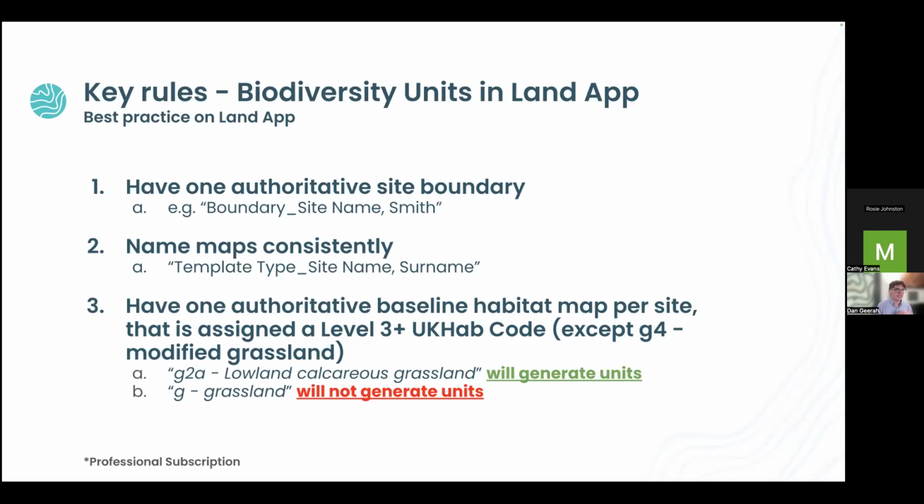Woodland, grassland, as a habitat isn't enough. It needs to be more specific. It needs to be a type of broadleaf or a type of conifer or a type of grassland, etc. And we've got a full guidance on that on our website, on our help center, sorry. I think there's an FAQs page for BNG.